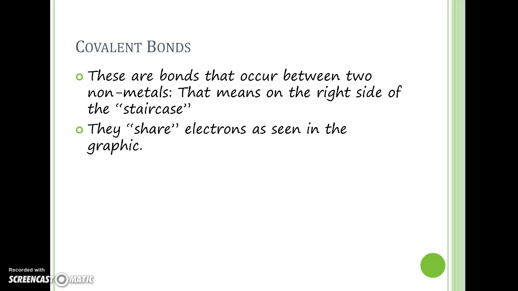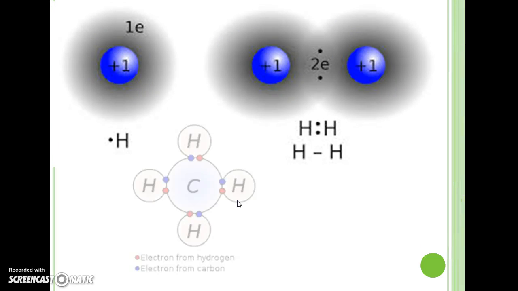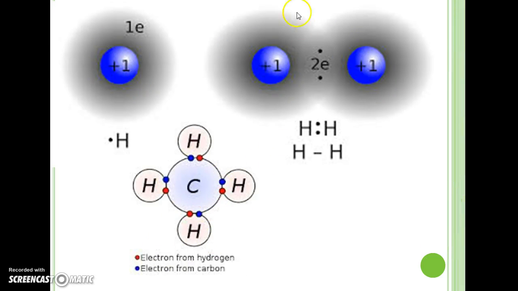And so the main thing about covalent bonds is that they share electrons, as seen in this graphic. So here where this arrow is pointing, you can see these shared electron pairs. Here are just two more examples of that with these shared pairs.